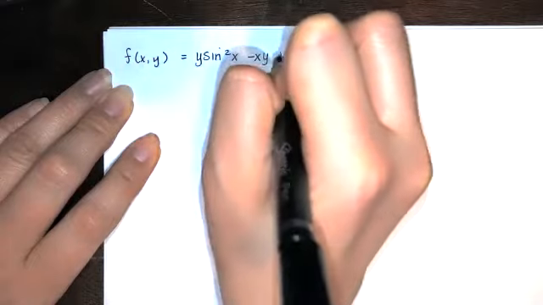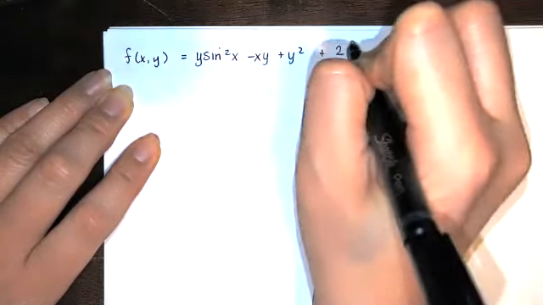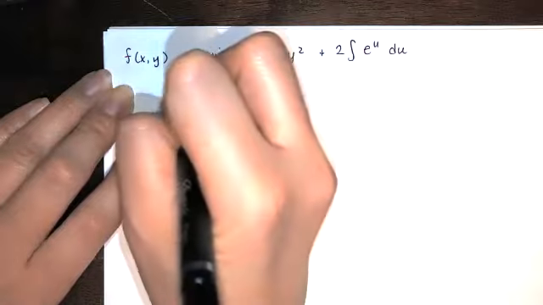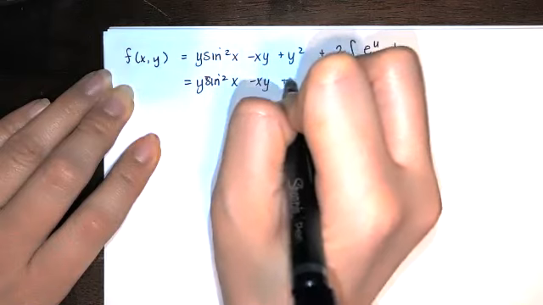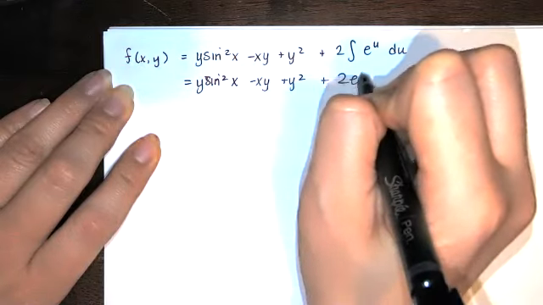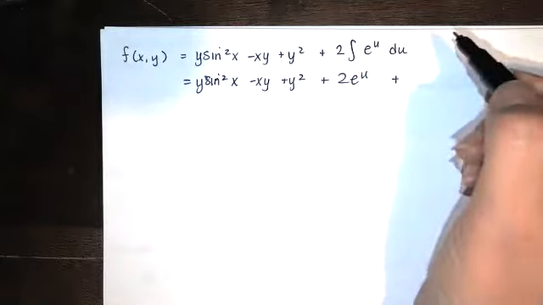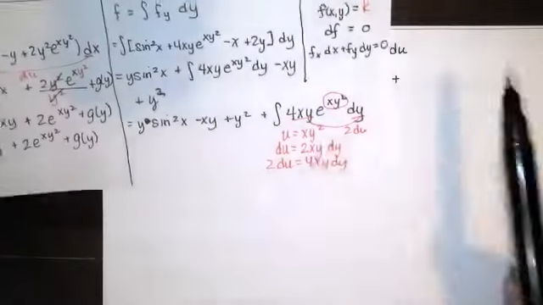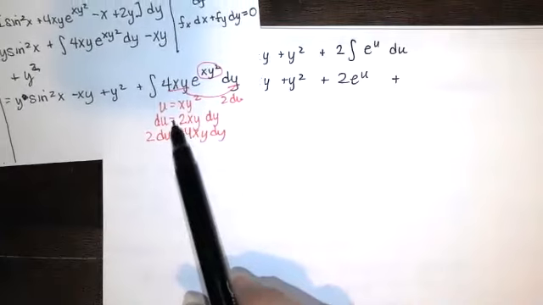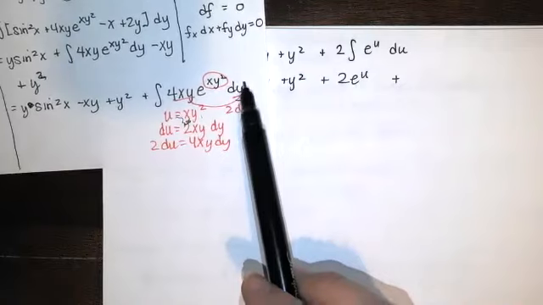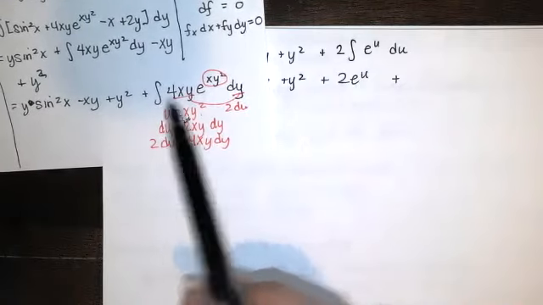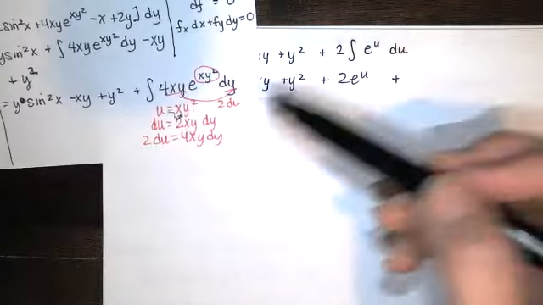We have f of x, y is equal to all of this. I'm just rewriting. Plus 2 times the integral of e to the u du. Oops, I keep wanting to square that y, but it's not squared. And that's just going to give us a 2e to the u plus something that is constant with respect to u. But remember, u is actually this x times y squared, and we're substituting for a partial antiderivative with respect to y.